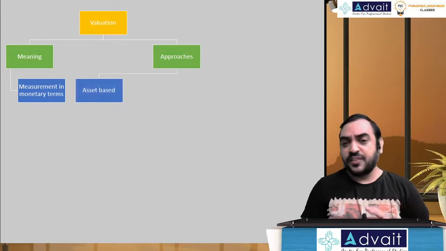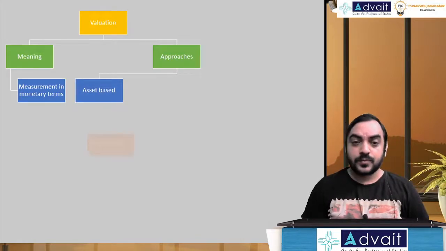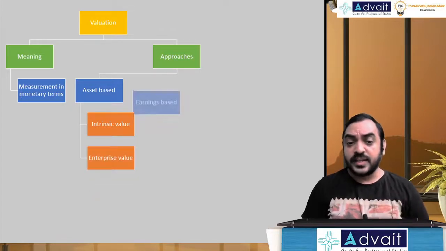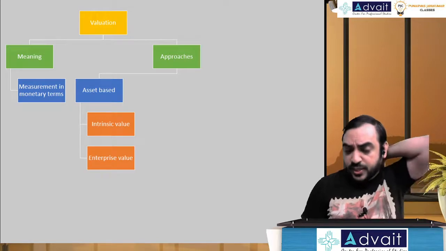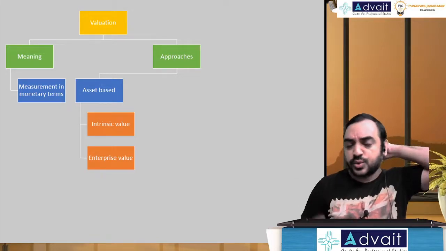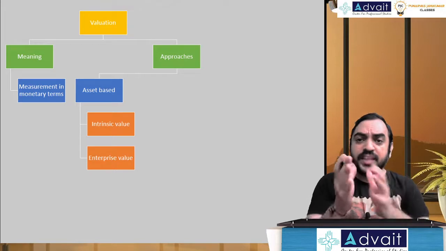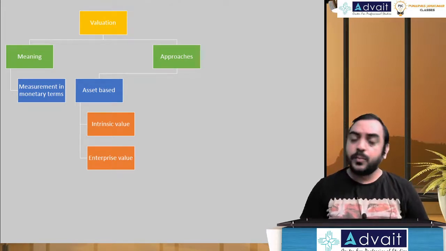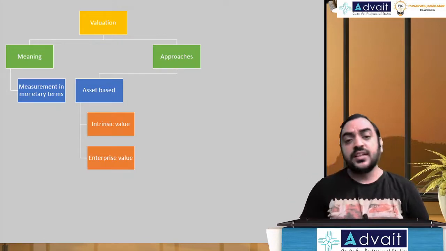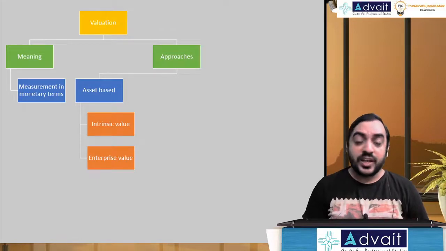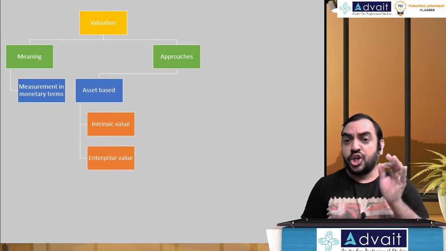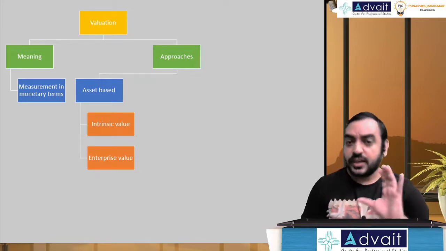So one I have divided as asset based. One is intrinsic value. Then we have enterprise value. Intrinsic value, or some people call it book value, and so on. Like your accounting method, we prepare the balance sheet, we prepare what are the assets and liabilities. Based on that, we can define what is the intrinsic value of a company. We have enterprise value. Enterprise value means from the entity point of view, not from the owner point of view. I'll give examples.